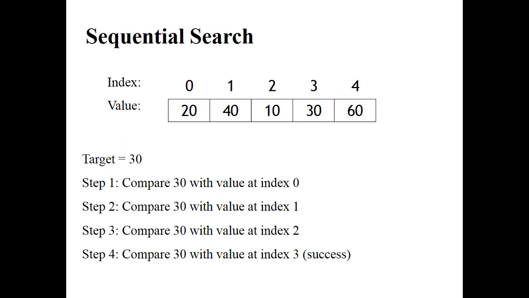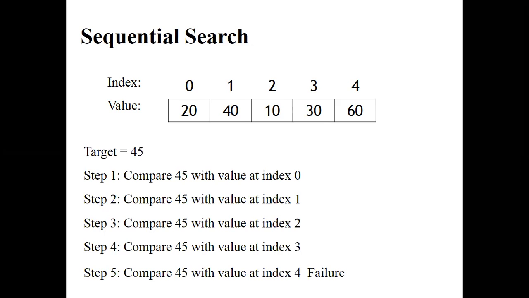How can we get that? With the help of n minus 1. And if you don't know the total length of the array, then you can use query dot length. So the target is 30. Compare 30 with the value at index 0. Index 0, we don't have this value. Index 1, we don't have it. Index 2, we don't have it. However, at index 3, we have the value 30 and we get success here.